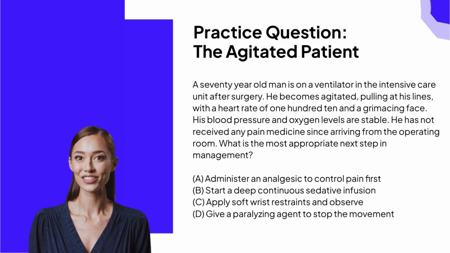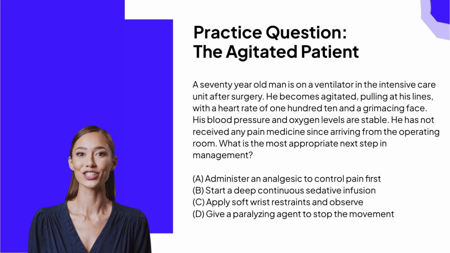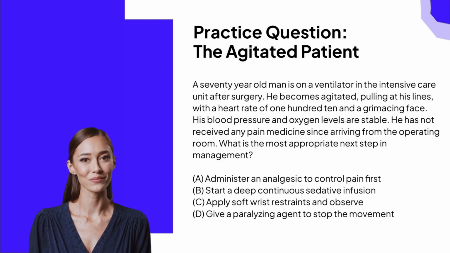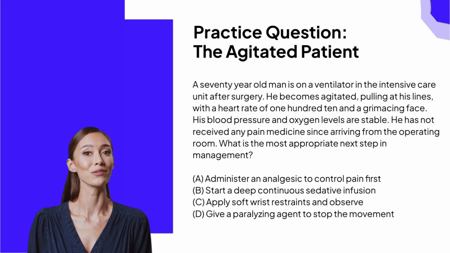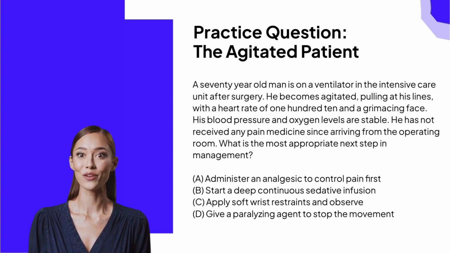Here is our second practice question, and this one is all about sedation and pain control. A 70-year-old man is on a ventilator in the intensive care unit after surgery. He becomes agitated and starts pulling at his lines. His heart rate is 110 and his face is grimacing. Importantly, his blood pressure and oxygen levels are stable, and he has not received any pain medicine since he arrived from the operating room. The question asks for the most appropriate next step.